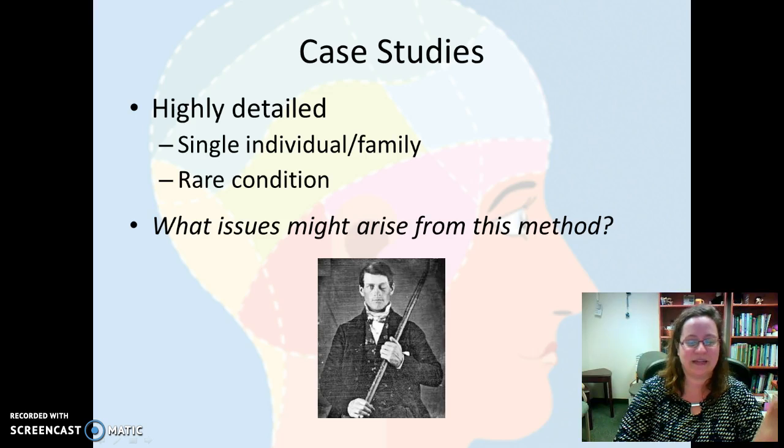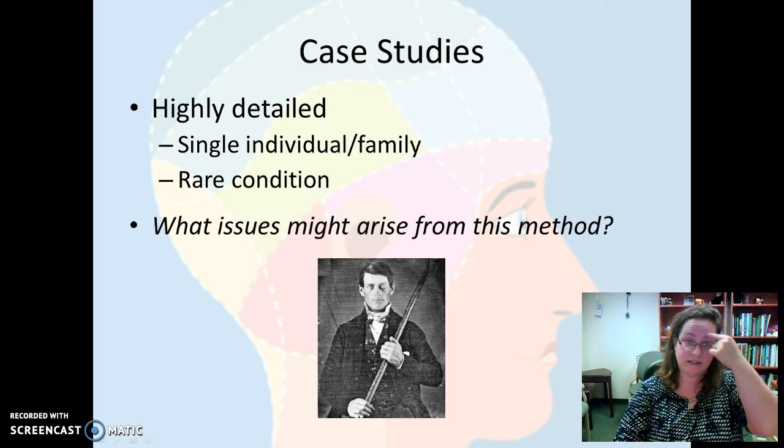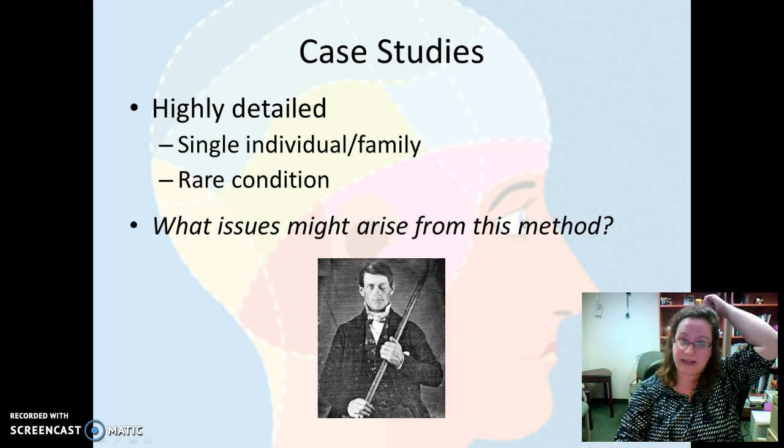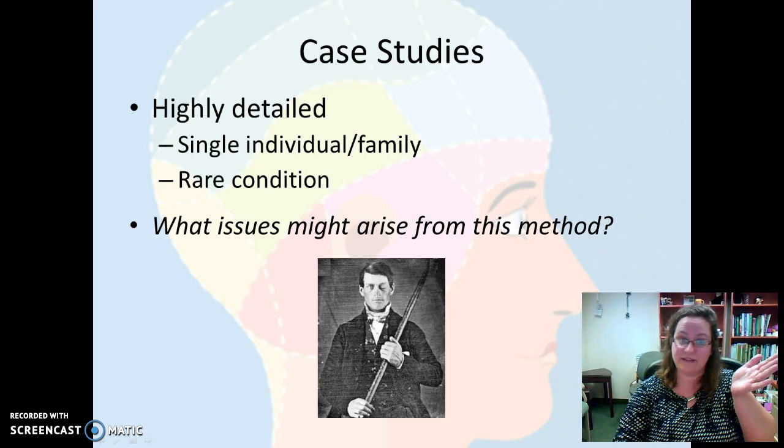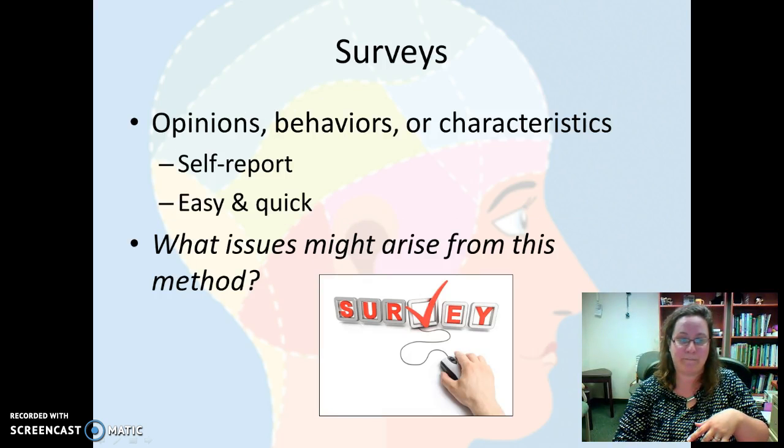Case studies, you can read about this in the book, but really we look at someone who's experiencing something that's very unique or different that we don't often see and try to study them in detail. So this gentleman here is Phineas Gage. That railroad spike that he's posing with actually went through his head, went through his skull and back out the other side. He survived this. It's not very common to have that happen and to survive. So he was very interesting to us.